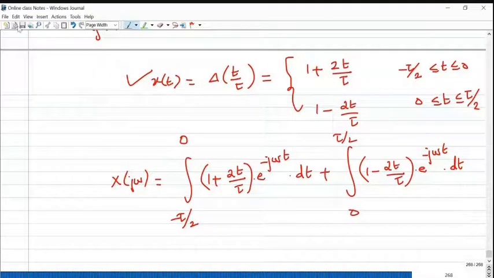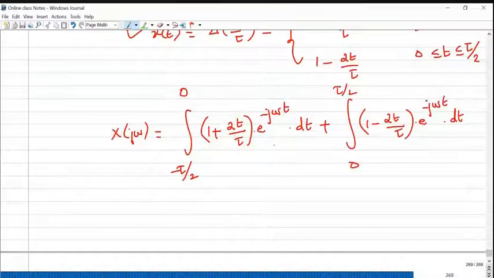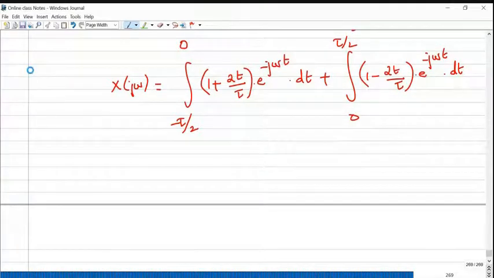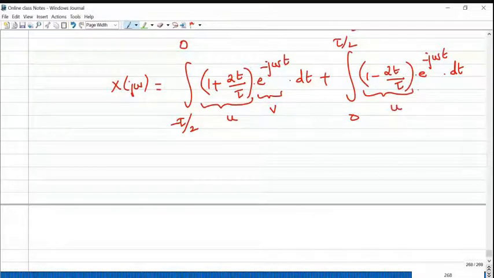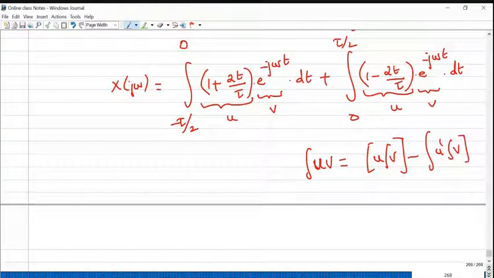Now you apply the UV formula directly. It's your wish only. Either you can divide this 1 plus 2t term into 2 terms and do it, or if you're capable, you can do direct integration by the UV formula. We consider this part as u and this part as v. Similarly, this part is u, this part is v. The integration UV formula is u integration v, substitute the limit, minus the integration of u dash integration v.